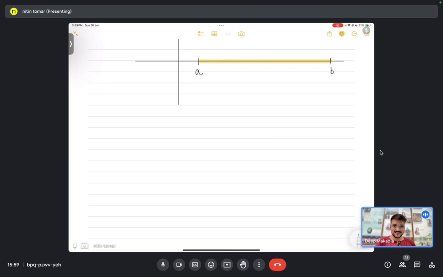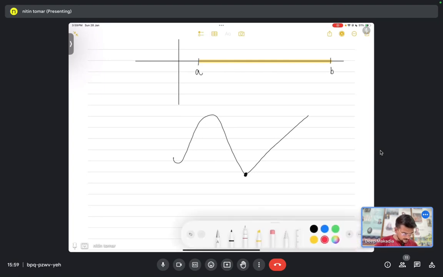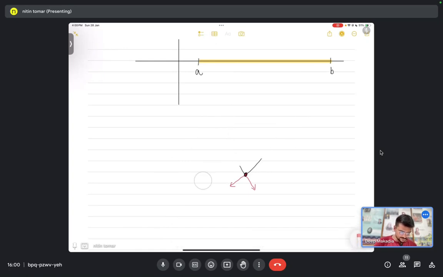V shape should not be there. Let's say we have this graph. Differentiability means you can always draw a tangent, right? So at this point, you will have two tangents. One will be this and one will be this. Which one will you choose? But here you will have only one tangent, like this. So V shape should not be there. As soon as you have a V shape, we call it a sharp turn, and the differentiability at that point is lost.